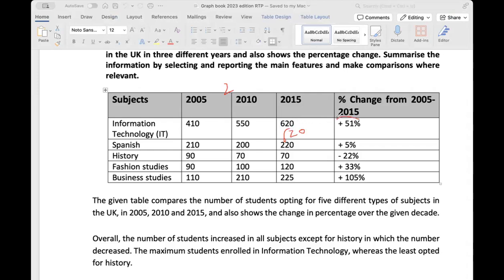So what we are going to do is give 51%, that it increased by 51%. I'm not going to give the data 620 because we don't need to do that. The examiner can do the math and find it out. Because if we give the second year data also, it will increase our length too much. So we can avoid giving the 2015 data, and instead just write that it increased by 51%. Because we are saying it increased by 51%, the examiner can do the math and find out this figure if he needs to.